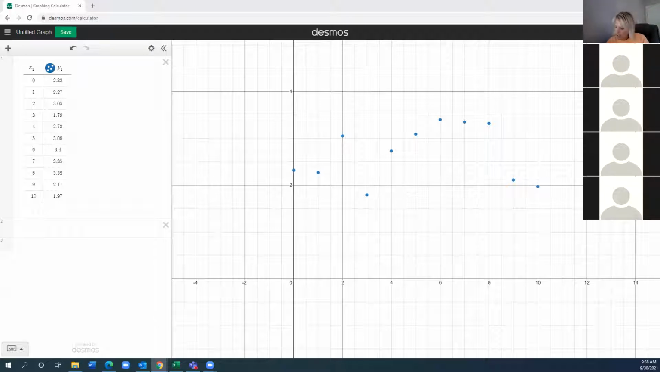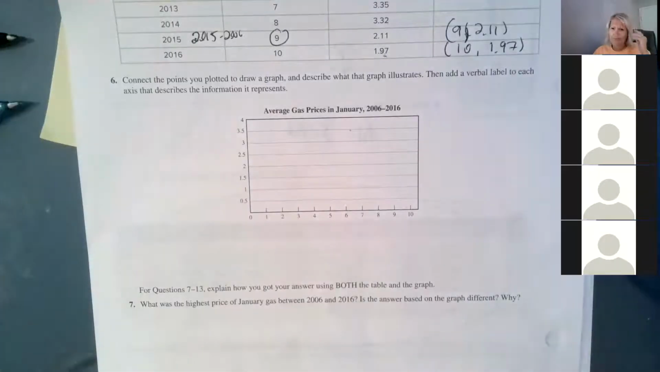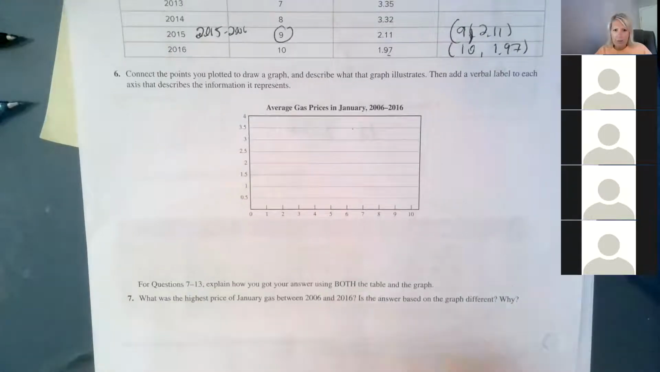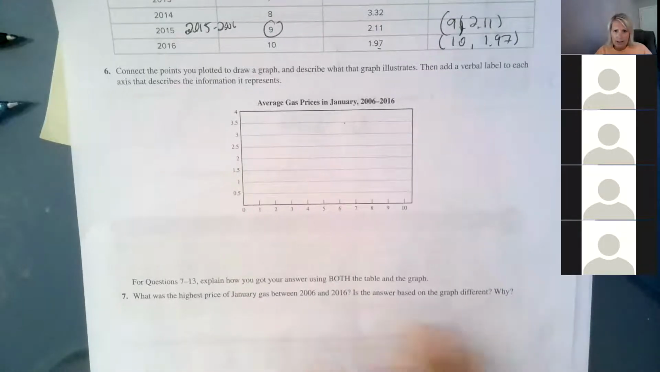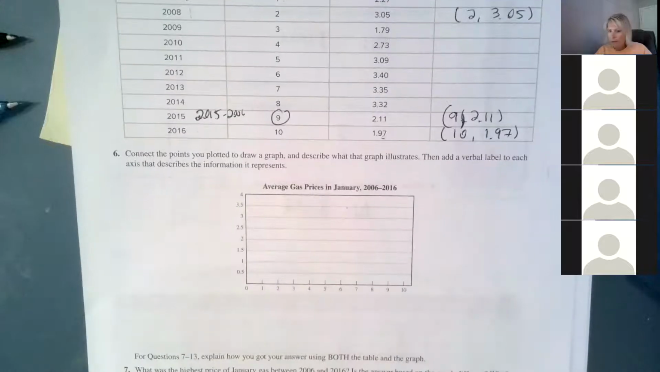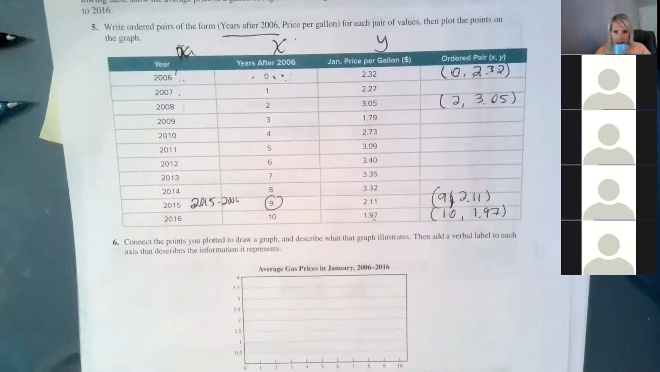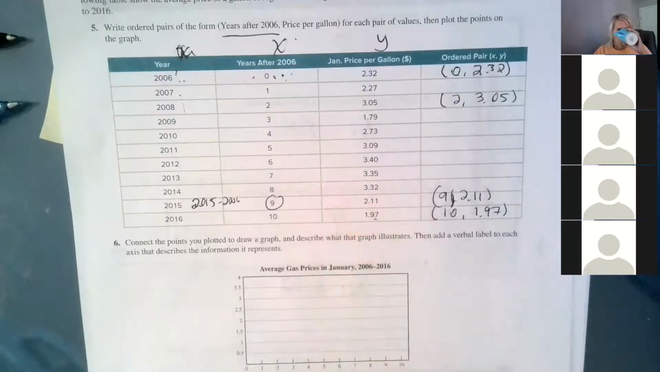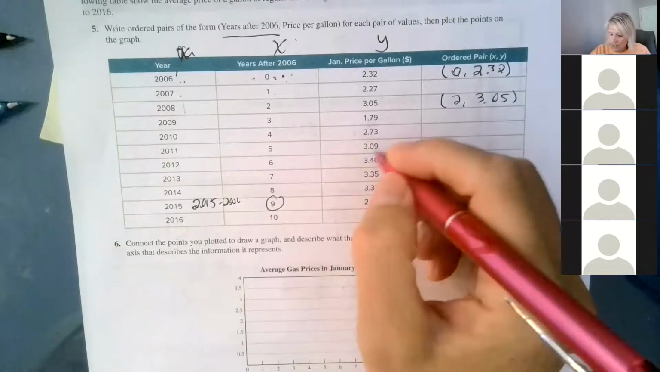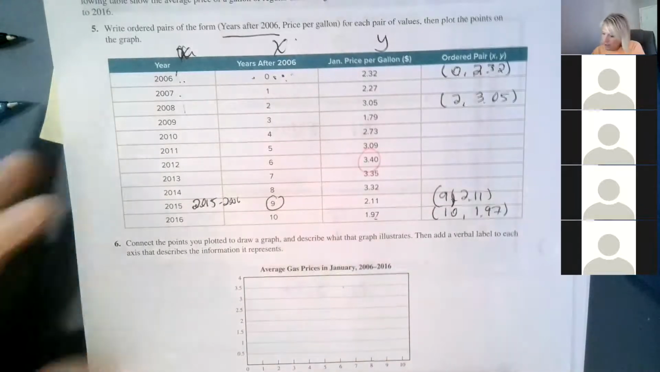So 7 says, what was the highest price of gas between 2006 and 2016? Questions 7 and 8 are kind of weird because I think they are kind of the same. Does anybody else think that? I was confused why it kept asking that, with 2 separate answers. So 7 is saying, what was the highest gas price? You would probably just go and look at the table, right? Which is what I did. So I'm like, 340. Okay, clearly.